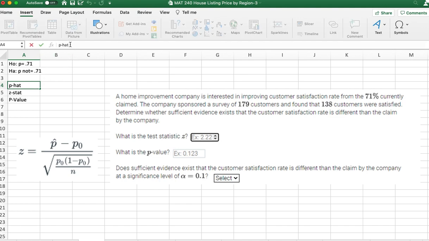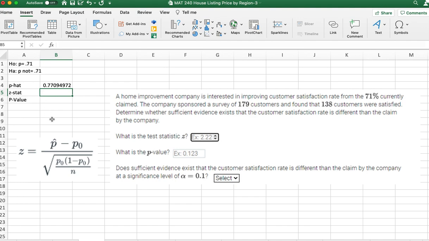So what we're going to do is get P hat, which is the sample population statistic. I've got to do it in a different cell. So we just put equals, and then the survey was 138 out of 179 customers satisfied. So 138 divided by 179, and this will give us the sample population proportion. So that's 0.7709 and so on.